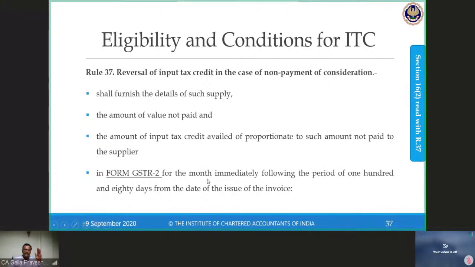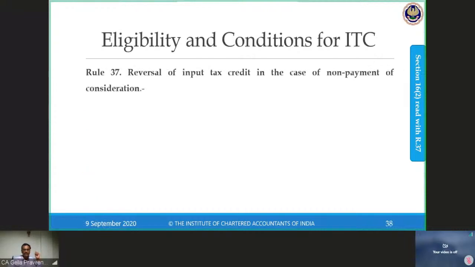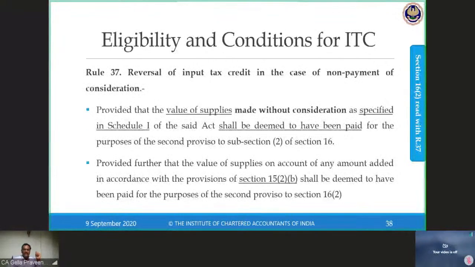Should I reverse only input tax? Answer is input tax along with interest. Now, this Rule 37 further says, sir, what if there is a distinct person transaction? If there is an inter-unit transfer from one unit to another, because there is no consideration, I need not reverse any input tax credit. So if there is a transfer from head office to branch, because there is no consideration to be paid, no need to reverse the ITC.